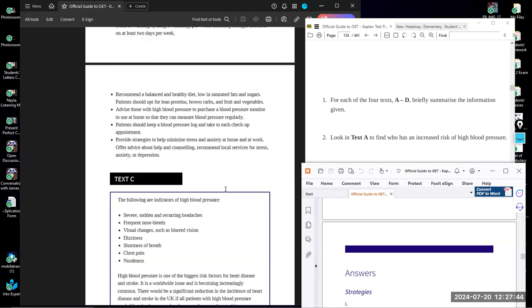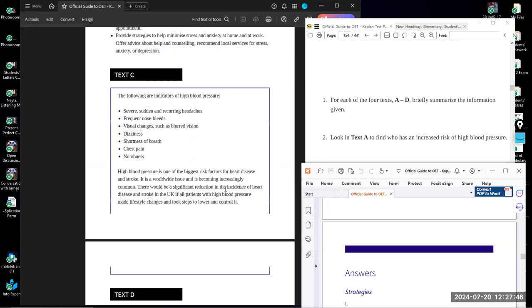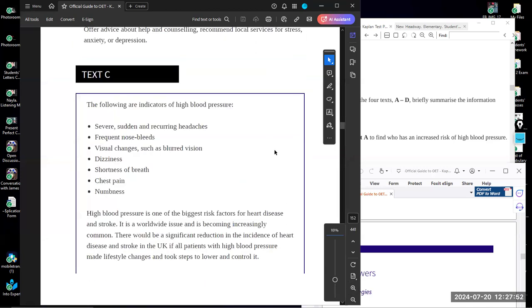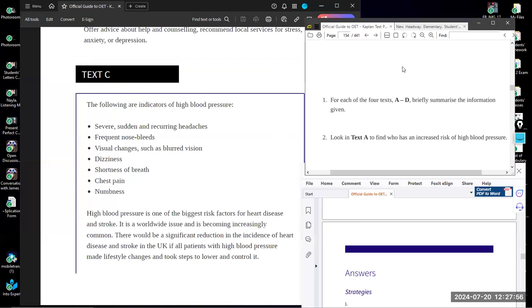Now let me try to show you text C, and absolutely we have to summarize it. So I want to show you the importance of skimming just to understand the main idea of every passage. So please try to summarize the most important information in one sentence with text C.